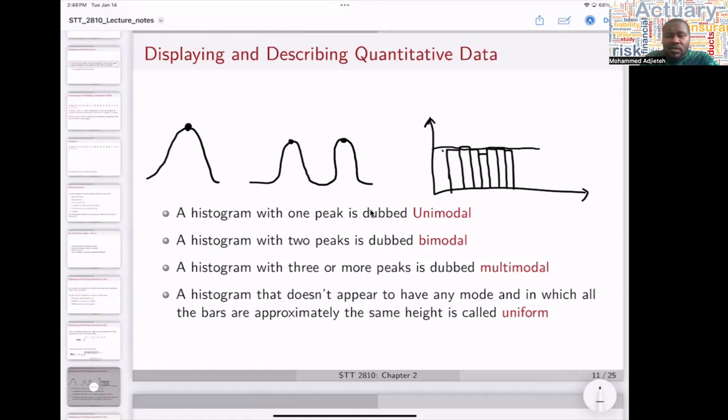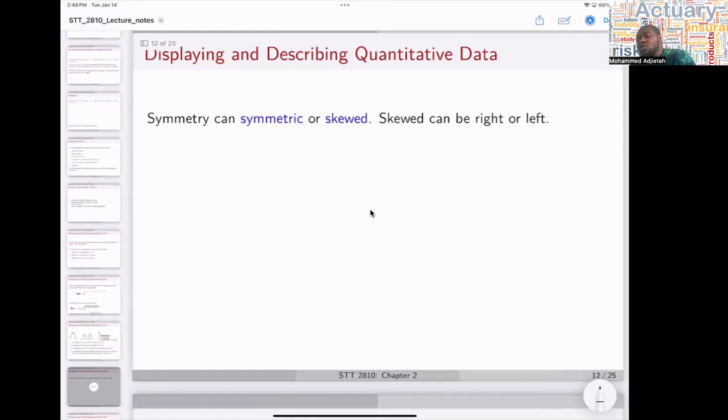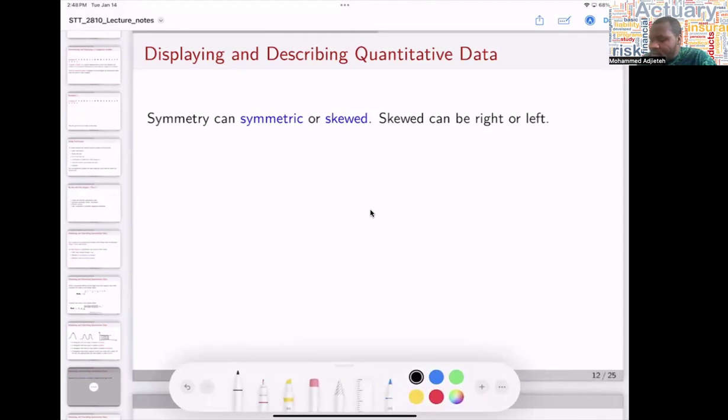Good. Now let's proceed. Now we want to talk about skewness, or whether the graph is symmetric or skewed. A symmetric graph is usually bell-shaped, so it always looks like this. I don't know why this is messing up. So a symmetric graph looks like this.